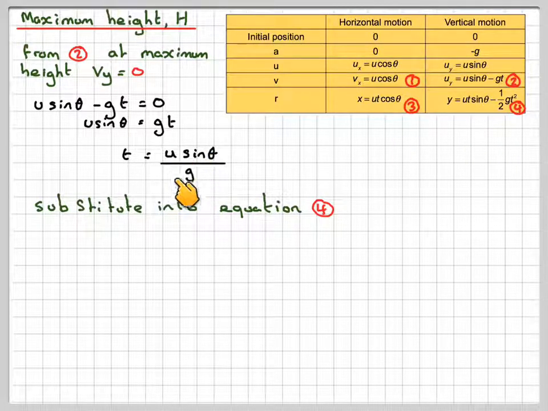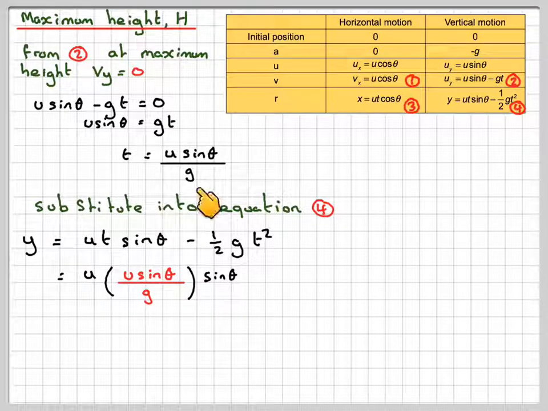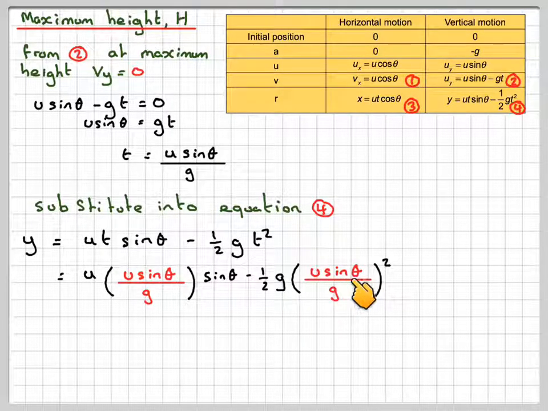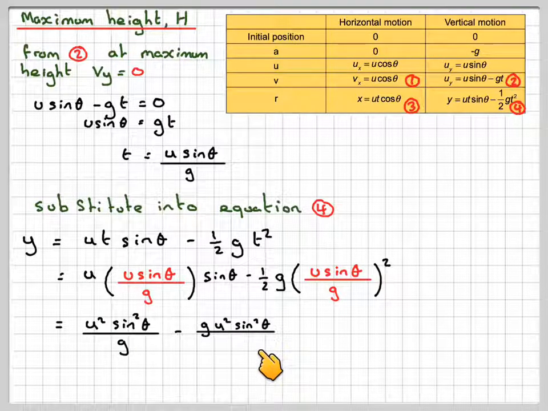Now if we substitute that into equation 4, this one here, we'll get the height at that moment. We know this gives us the time of the maximum height. So y is equal to ut sine theta minus a half gt squared, replacing the t with u sine theta over g, the time of the maximum height. This becomes u times u sine theta over g times sine theta, minus a half g times (u sine theta over g) squared. So this becomes u squared sine squared theta over g, minus g u squared sine squared theta over 2g squared.